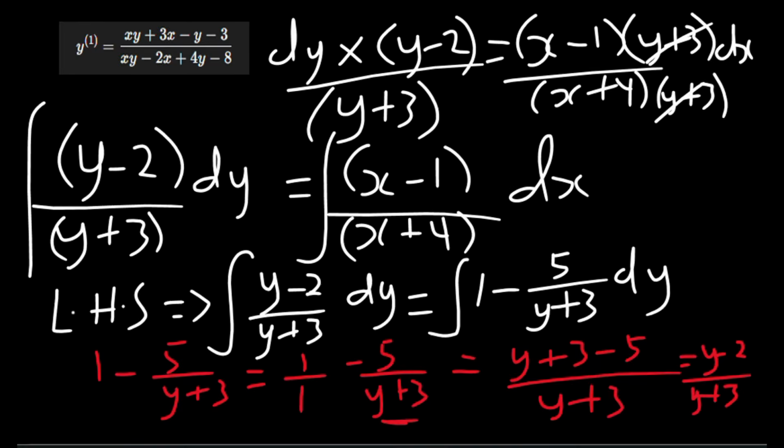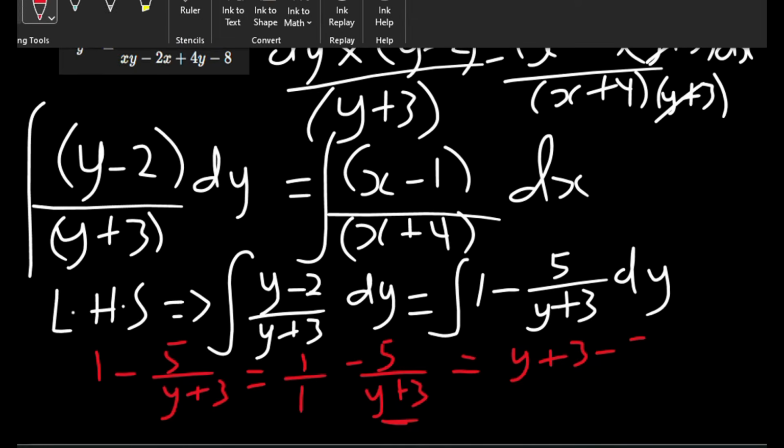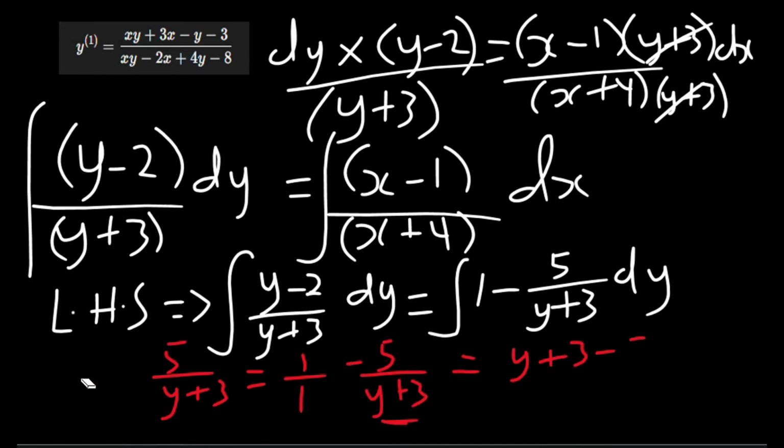So this takes us back to what we have there. So I think you now understand how we had the 1 minus 5 over y plus 3. So that is how we go about it. Yes, so with this in mind, let me erase it, and then we focus on how to break this down further.